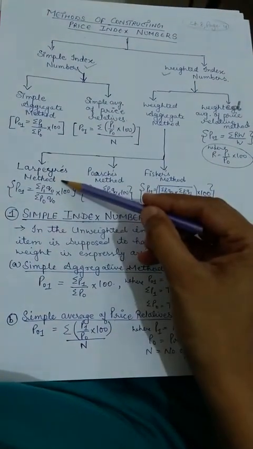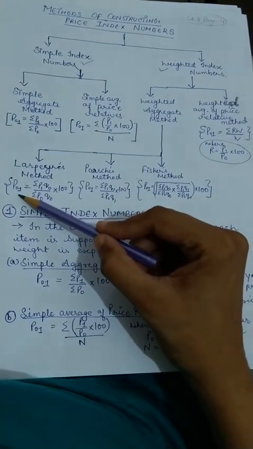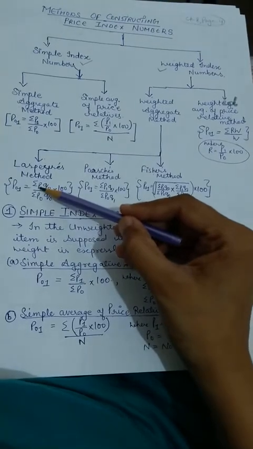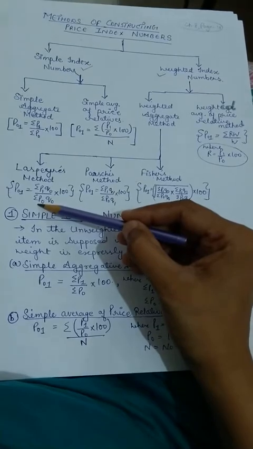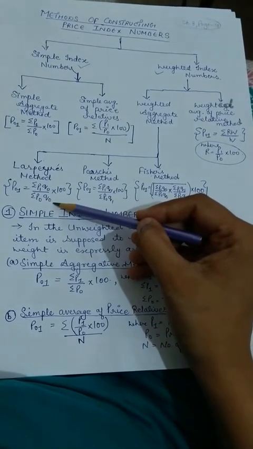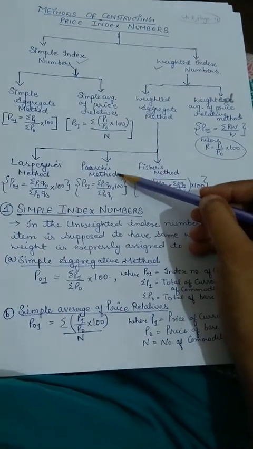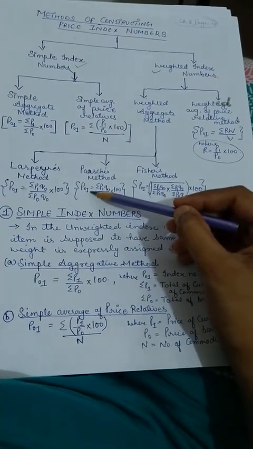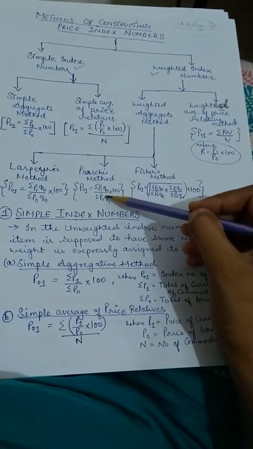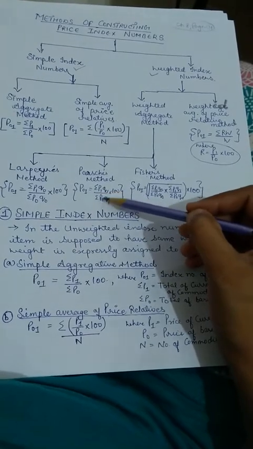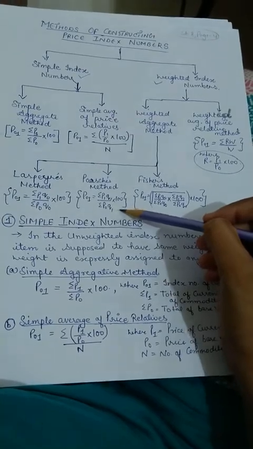In your Laspeyres method, the formula for calculating index number, that is P01, is sigma of product of P1 into Q0 upon sigma of product of P0 into Q0. Then in your Pasche's method bache, it is P01 is equal to sigma of P1 into Q1 upon sigma of P0 into Q1 into 100.